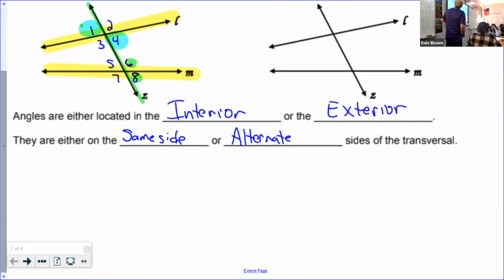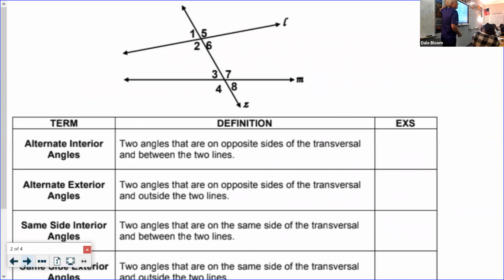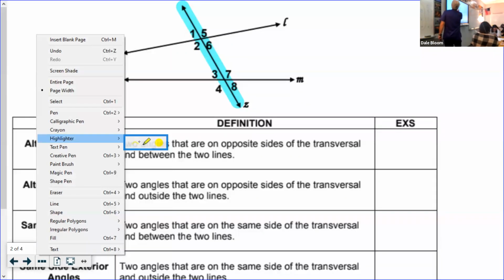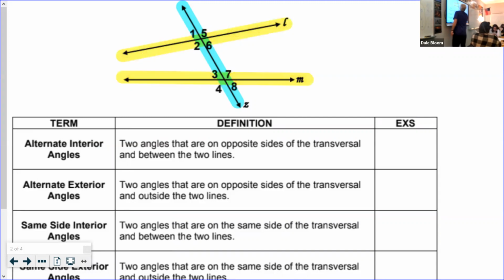So let's go to the next page. Well, we have something that's called alternate interior angles. Now remember I said that this was my transversal, right? Don't let the different color throw anybody off. That's my transversal. These are the two lines that the transversal is intersecting, okay? So now I can alternate sides, meaning one on this side, one on that side. But interior means they've got to be between those yellow lines. So alternate interior angles are going to be, you know which ones?